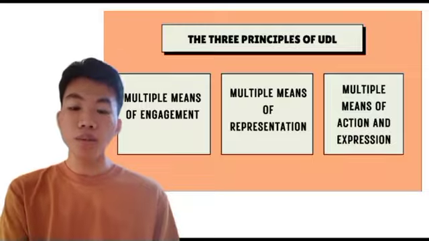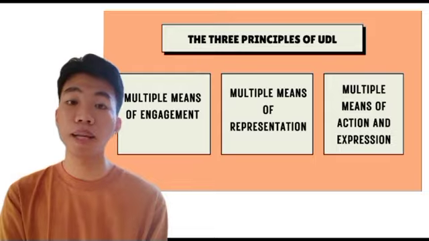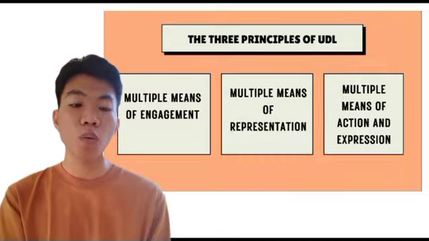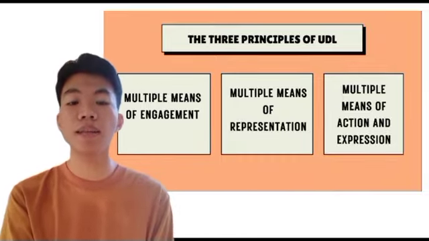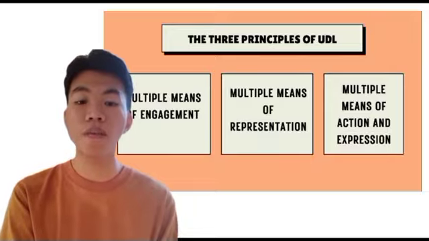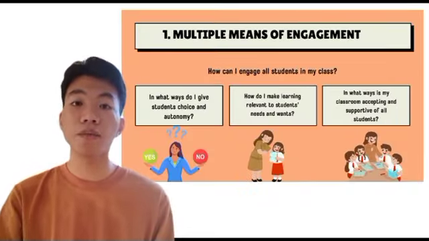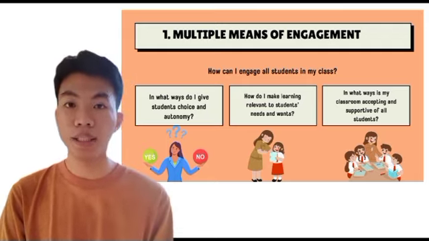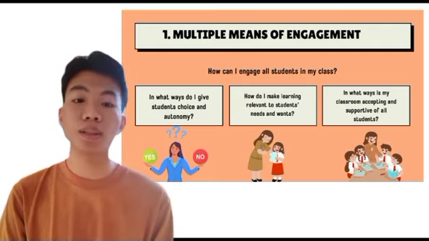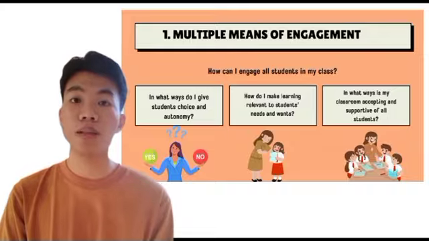So, UDL describes human variability based on parts of the human brain that manage the why, the affective network; the what, the recognition network; and the how, the strategic network of learning. The first principle of Universal Design for Learning is engagement. It addresses the why of learning. Our goal here as teachers is to create expert learners who are purposeful and motivated.